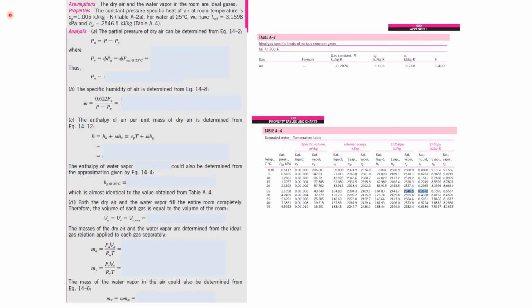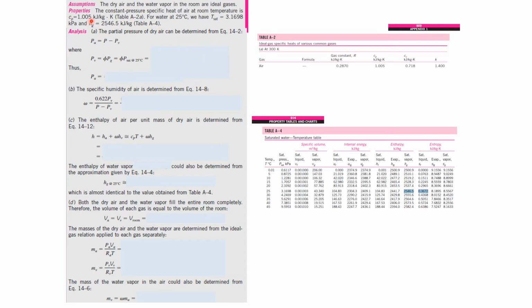Now we need to find the properties. So we need to look at the CP. How do we get the value of CP here? We will need to go to table A2 for your property table and charts. This can be found at page 909 for the property table and charts that I've shared with you. You can go to the row that shows you air, and you can easily find the value of CP here, which is shown as 1.005. So that is obtained from table A2.